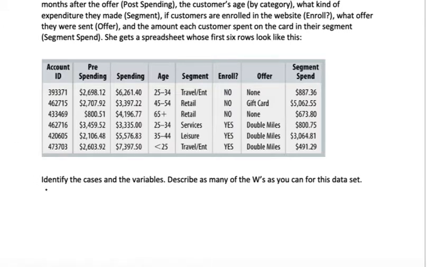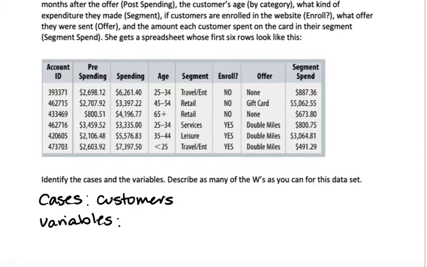So my cases is going to be the who. In this case, that's going to be customers. Now, they're not identified here by name, they're identified by an account ID number, but each account number goes with a specific customer.